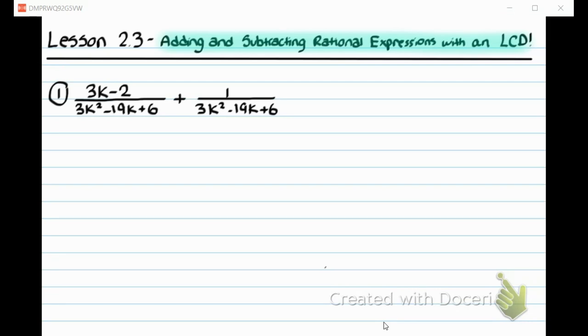So when the denominators are the same, you keep the LCD when you're adding the two fractions or subtracting the two fractions. So in this case, the LCD is 3k to the second minus 19k plus 6. So all you're going to do is combine the like terms in those two numerators. So 3k, then we have a minus 2 plus a 1. Negative 2 plus 1 is minus 1 over our common denominator, which is 3k to the second minus 19k, and then plus 6.